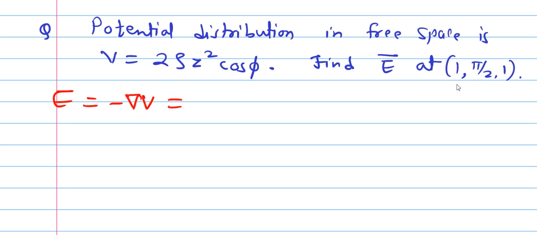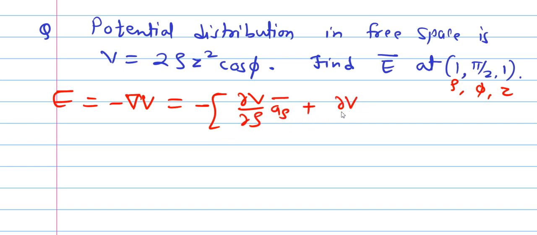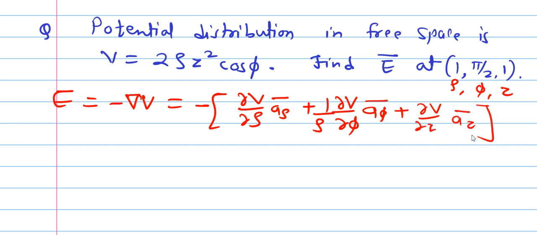In cylindrical coordinate system, that means rho phi z, this del V operator is ∂V/∂rho a rho vector plus, with phi always 1 by rho will come, so 1 by rho ∂V/∂phi a phi vector plus ∂V/∂z a z vector. Now just calculate ∂V/∂rho.